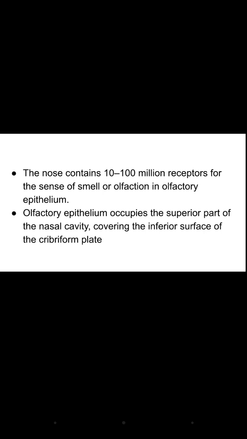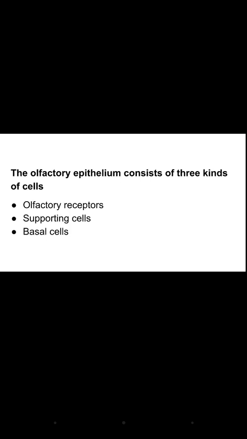Now I told you the nose. In the nose there are receptors. Ten to one hundred million receptors are present. These receptors are called olfactory receptors. And where are they present? They are present in the olfactory epithelium. Olfactory epithelium is present above the superior conchae. So the olfactory epithelium occupies the superior part of the nasal cavity, and it also covers the inferior surface of the cribriform plate.